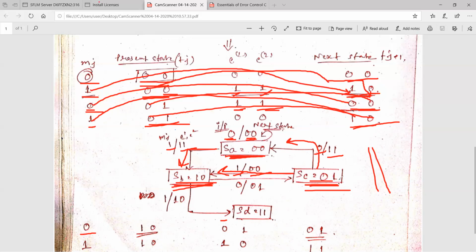So what is the condition? That means 0 1 is the present state and 1 0 is the next state, and the condition is M, where the input should be 1 and the C1 and C2 will be 0.